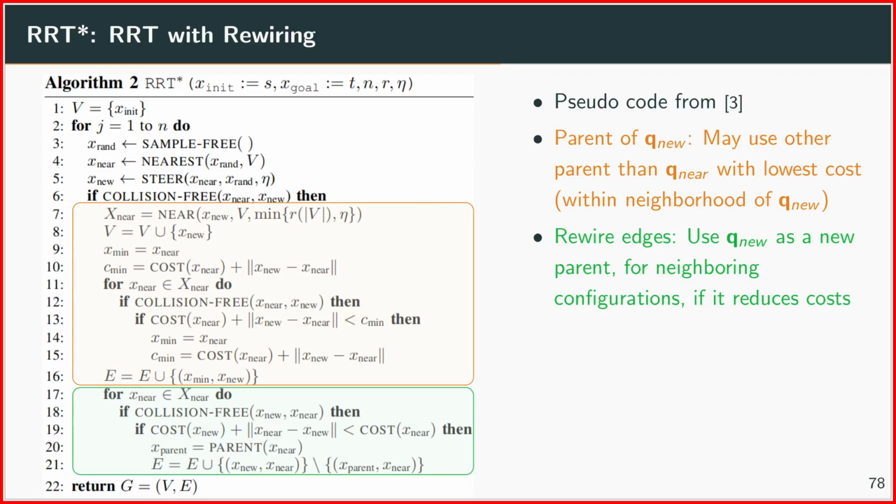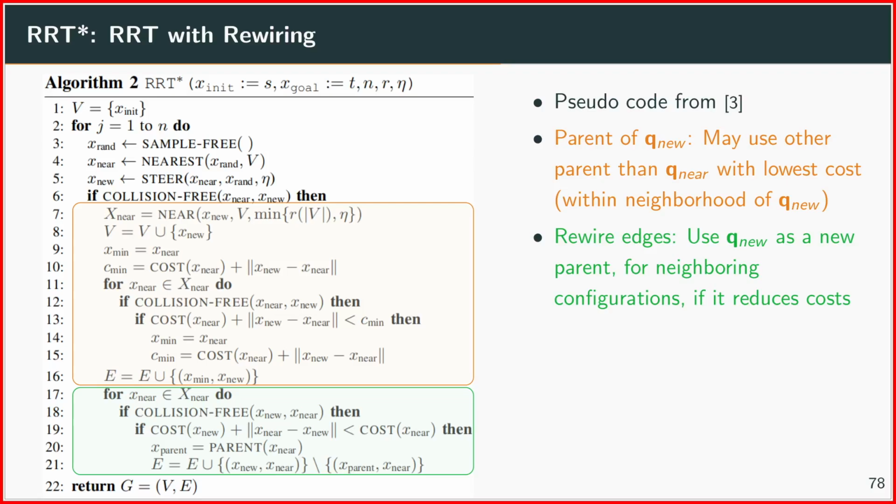And there's also a second rewiring going on, where you take the new configuration as a parent, and then you try to make connections to all the neighbors. And this is done to actually reduce the cost. So this is basically just the inverse of the previous operation. So you take, again, your new configuration, which you have just found. You compute all the neighbors. You compute if there's a collision-free path to them. And then you check if the cost to reach them over your new sample is lower, then you add a new edge to your tree.